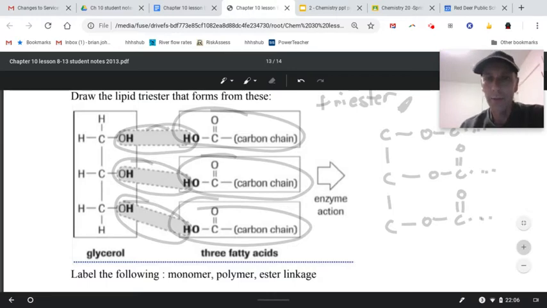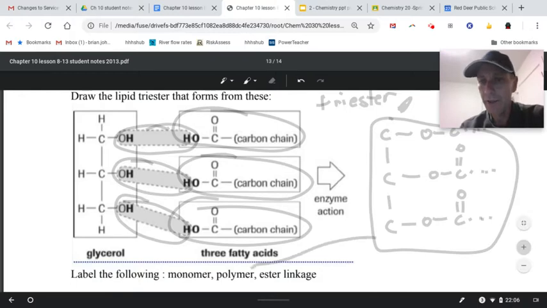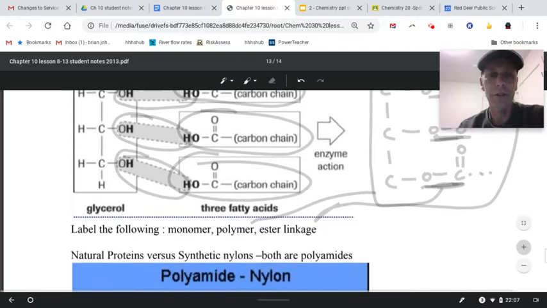Okay, so the monomers I've circled. The polymer is the whole thing. And the ester linkage is each of these. Here's an ester linkage, here's an ester linkage, and here. So this would be 3 esters or a triester. When you put these into great big long chains, you get your polyesters, which is what we do synthetically in the lab to make polyester.